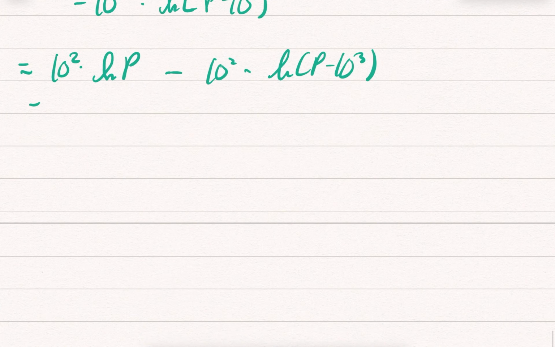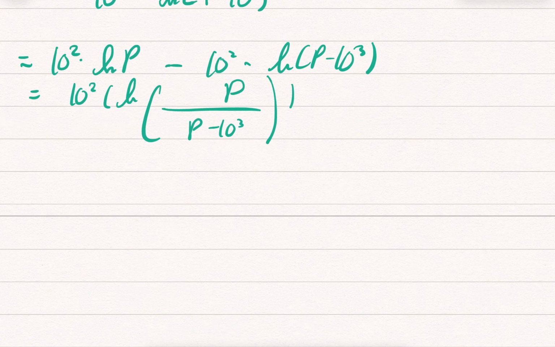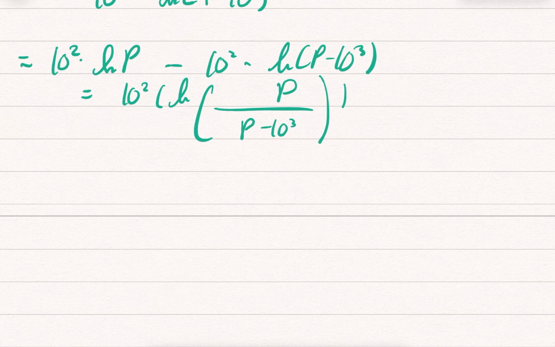So finishing off this left-hand side, factor that out. I'm gonna do a couple things here at once. I'm factoring this 10 squared out, and because I have subtraction going on, I'm gonna use a log property, put this under this, right? We're dividing. So I would have ln of, use a big bracket, p over p minus 10 cubed. Okay, so this is my left-hand side, and I'm going to denote it as such.